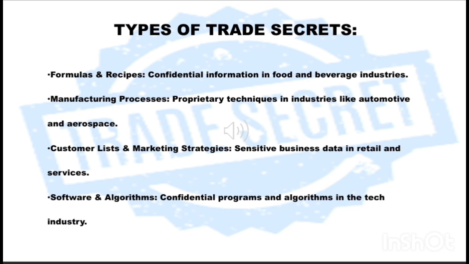The four types of trade secrets are as follows. The first one is formula and recipe, which are confidential information of the food and beverage industry. The second one is manufacturing process, which consists of the proprietary techniques in the automobile and aerospace industry. The third type is the consumer list and marketing strategies, which are sensitive business data in retail and services. And the fourth type is software or algorithm, which has a confidential program in the tech industry.